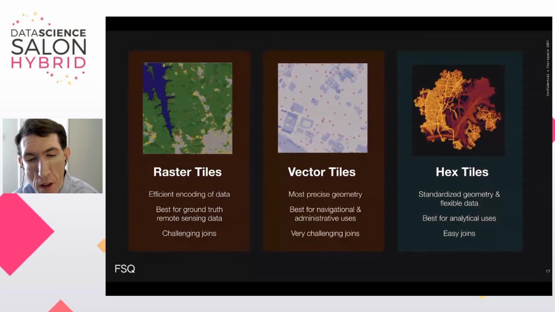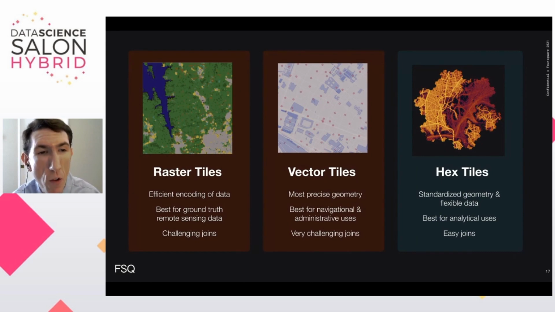And this makes them really well suited for navigational uses and for administrative uses. But if anything, the join situation with vector tiles, I think, is even more challenging. Vector tiles require both an algorithmic approach to joining, of understanding how different points and geometries intersect and interact with each other, and also it can be very computationally expensive to do these types of joins and do these types of geospatial operations.